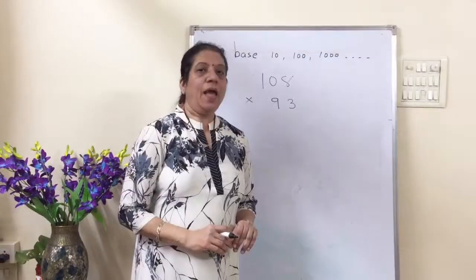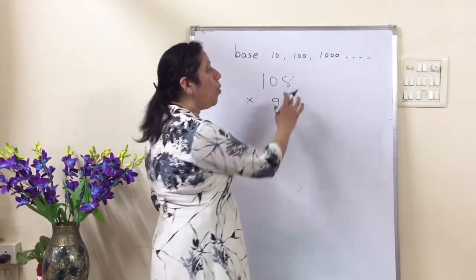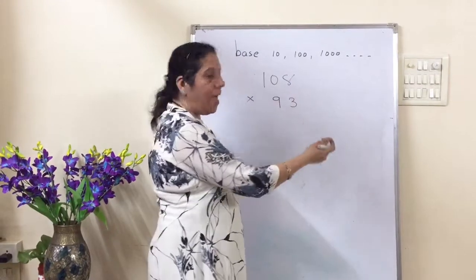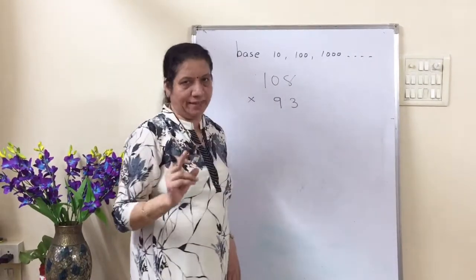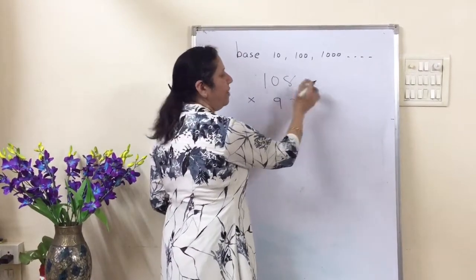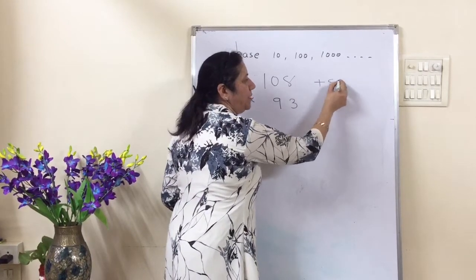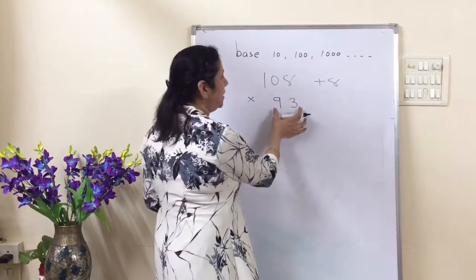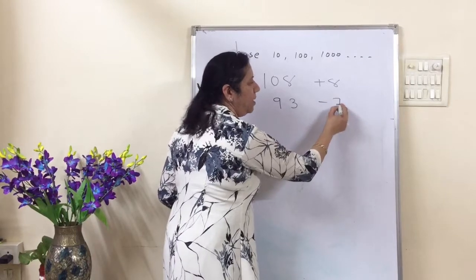11128. Now in this example, we will take one number which is greater than 100 and the other number which is less than 100. By how much is this greater than 100? So we will write down +8. By which number is this less than 100? So we will write down -7.